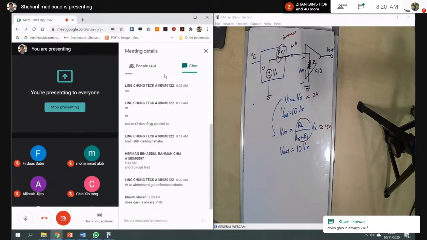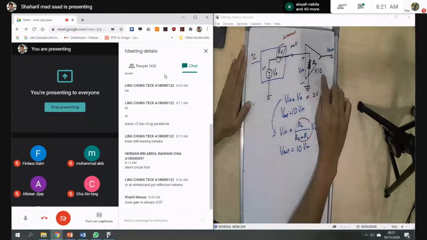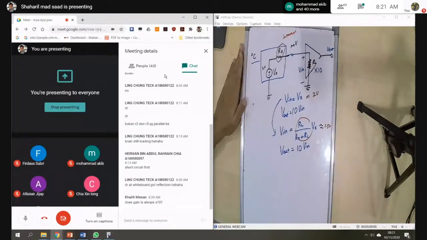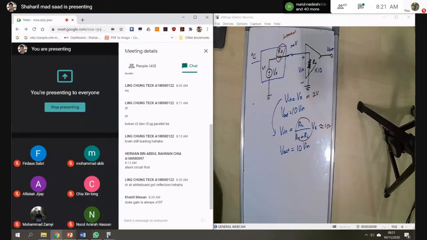Okay. Gain is always times 10. No, it depends on your OM. So after that we will learn how we can adjust this gain. This is the example. Okay. All right, so let's move to the next slide.